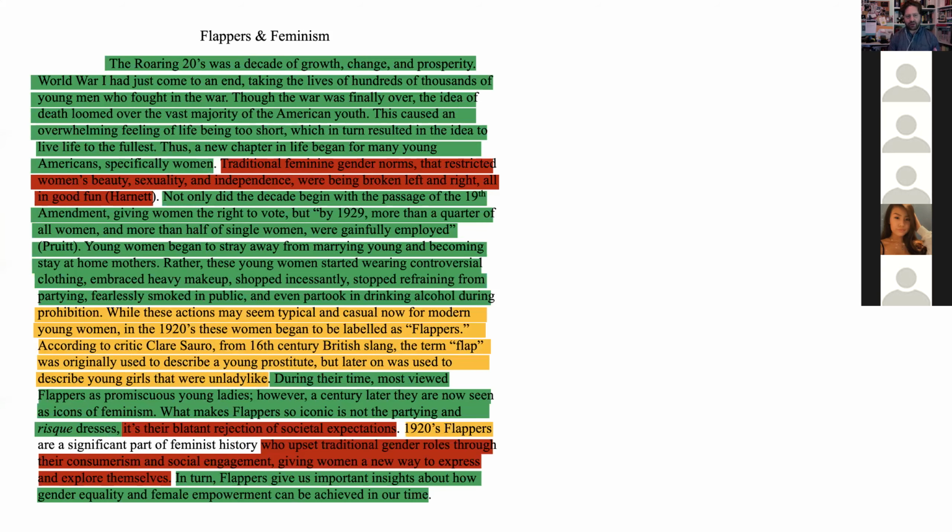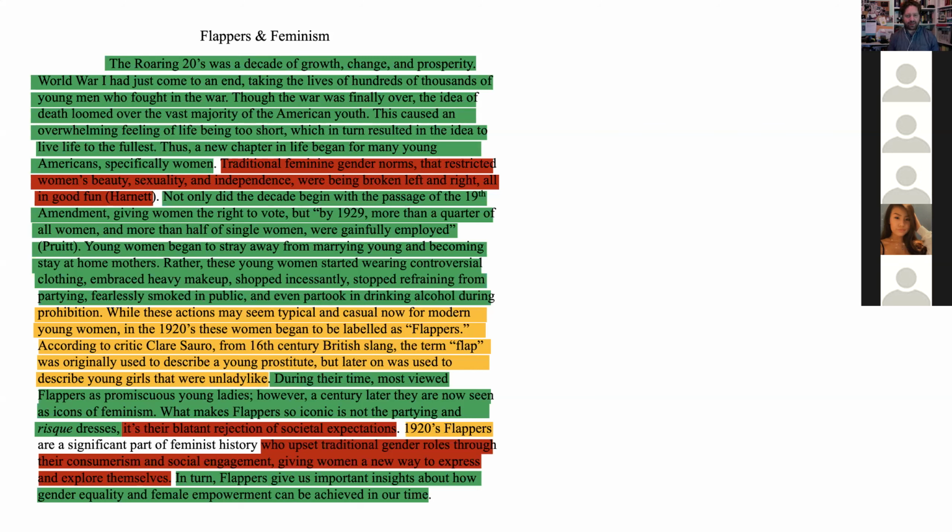And what this shows is that the majority of what's going on in this introduction is they're not giving a bunch of detailed background of flappers per se. They're talking about the context of the 1920s and feminine gender norms. Obviously, the social issue here has to do with feminine gender norms or feminine expectations, gender expectations. So they set up that issue.